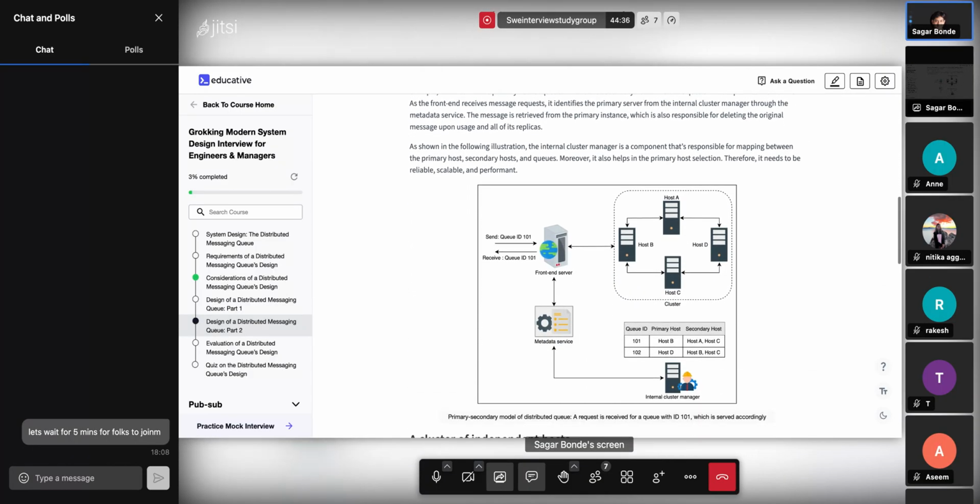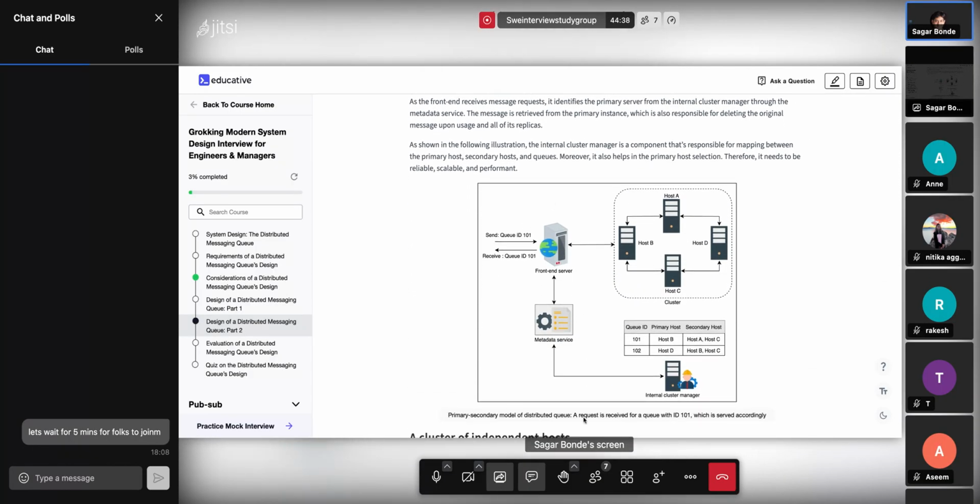This is about the same thing we have been discussing with the metadata service. It will know which host is the primary. The request will go to the primary host, and then the primary will take care of deleting, replicating, and so on.